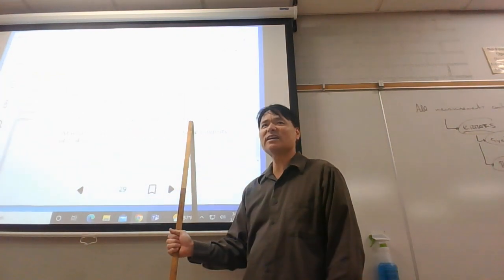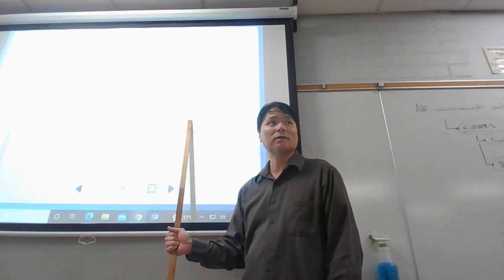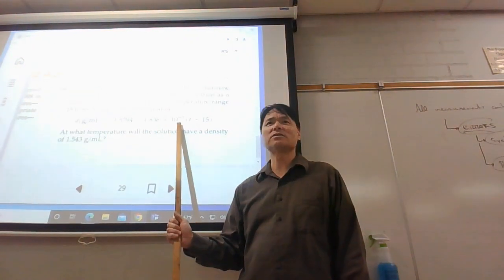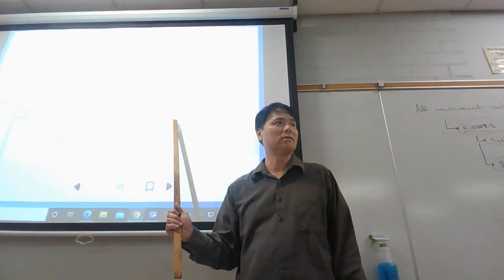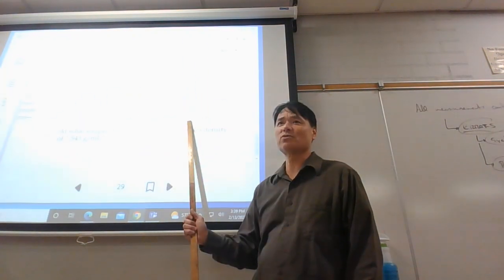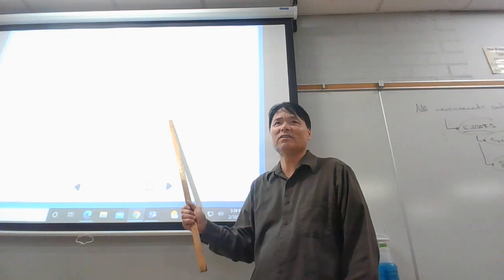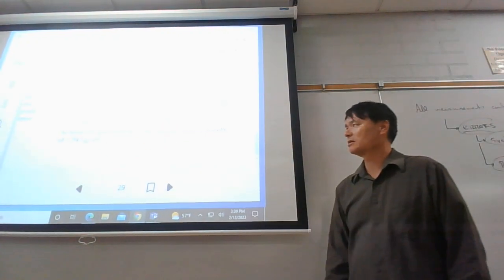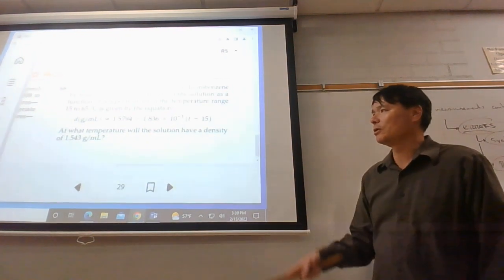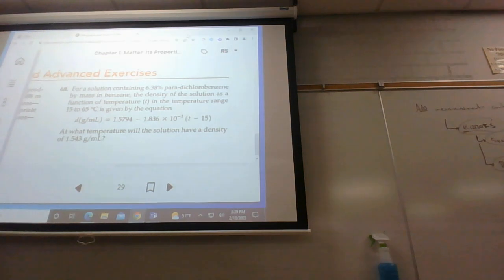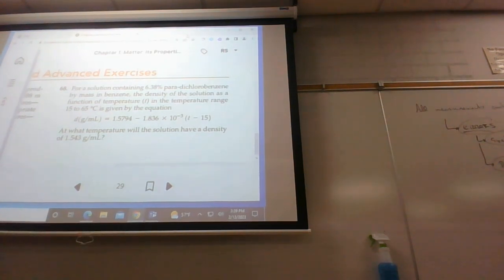Does that look like an advanced problem to you? No, this looks like basic algebra, right? Just solve for one unknown. So it seems pretty straightforward. The reason it's advanced is you've probably never seen this equation before, have you? No, neither have I. So that's probably why it's advanced. It's got this empirical equation that came from somewhere. Somebody figured it out. We're just going to use it. We don't have to understand the theory. We can just use that equation to make this simple prediction.